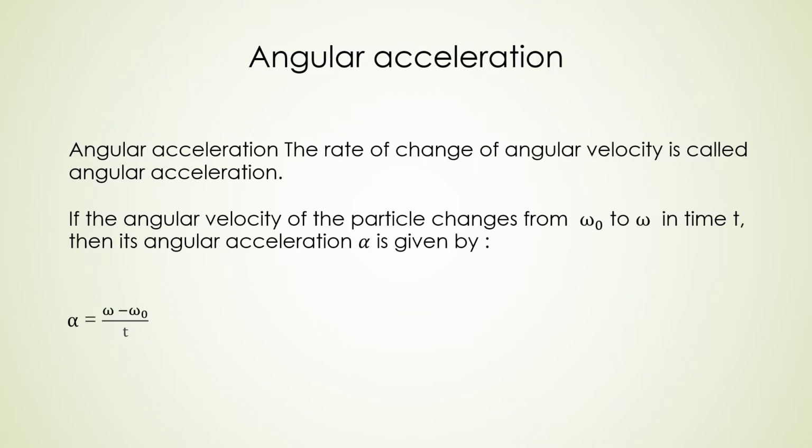Next, we will understand angular acceleration. The rate of change of angular velocity is called angular acceleration. So, if the angular velocity of a particle changes from omega naught to omega in time t, then its angular acceleration, which we write as alpha, is given by alpha is equal to the rate of change of velocity, that is omega minus omega naught divided by t, in time t. So this is angular acceleration.